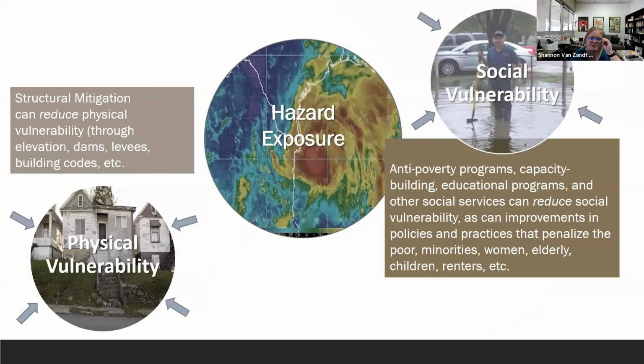Another way we can do it is to actually shrink those circles so that they don't overlap anymore. And I think about that in a couple of ways. When you're shrinking your physical vulnerability, that may be through the structural mitigation approaches that are more popular with engineers sometimes, where we're reducing the physical vulnerability by elevating the home, by putting up dams or levees to prevent them from flooding, or from increasing building codes to make them more resilient in that way. So that would be one way of reducing physical vulnerability, or a few ways of reducing it, actually.